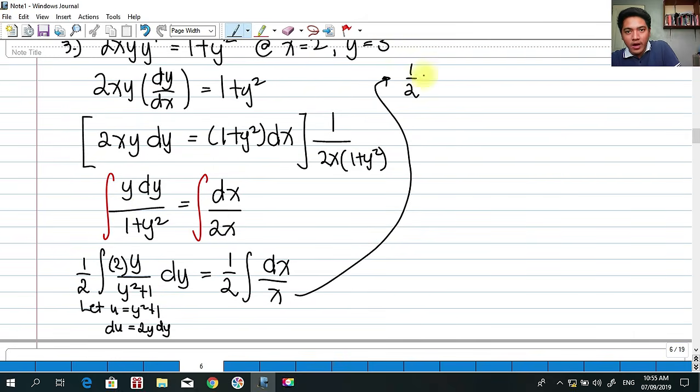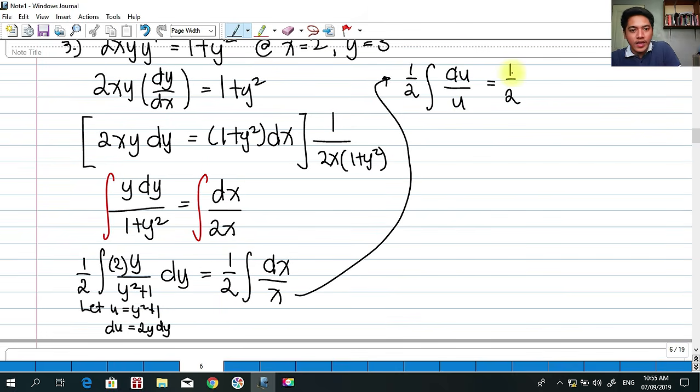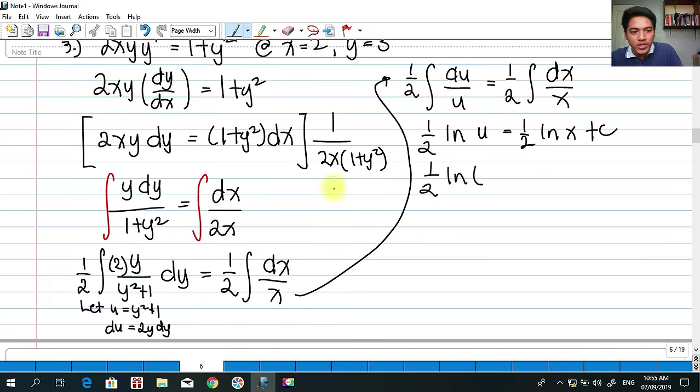So that I would be able now to write this as the integral of 2y dy. 2y dy here is simply equal to du over u, where y squared plus 1 is u. And again, equal to 1/2 integral of dx over x. So this is both our logarithm. So we have 1/2 ln of u equals 1/2 ln of x plus c. But we need to substitute back u to its original substitution. So we have ln of y squared plus 1, because u is equal to y squared plus 1, equals 1/2 ln of x plus c.